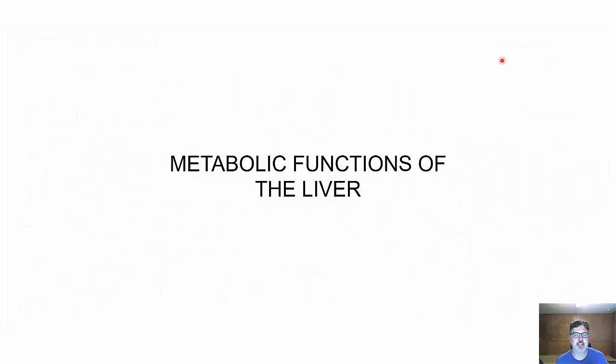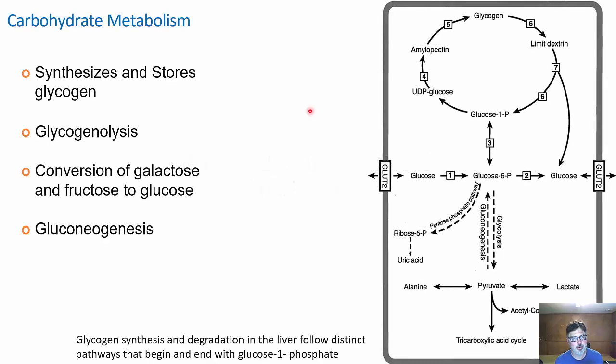With that said, guys, now let's turn our attention to some of the metabolic functions of the liver. The liver has a lot of different metabolic functions. Carbohydrates, proteins, lipids. We'll take a look at all of these. In terms of carbohydrate metabolism, one of the main functions here is to synthesize and store glycogen. Glycogen, if you guys remember, is a polysaccharide where glucose is converted into glycogen, the storage form of energy.